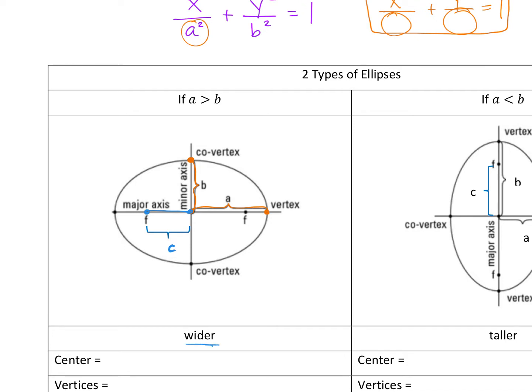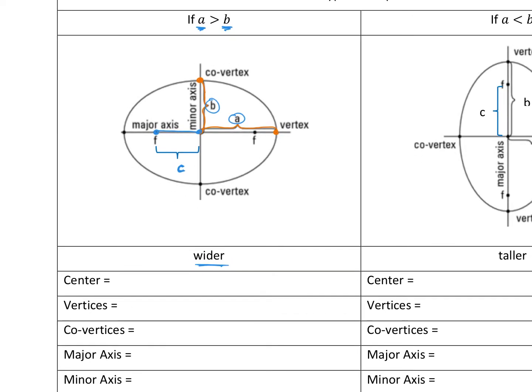Notice this is the wider version. So when our A value, so this length, is bigger than our B value, it's going to be a wider ellipse, right? Now, if it was the other way, the B value was bigger, now it would be a taller ellipse, okay? So our center, what did we say our center was going to be all day today? 0, 0. So our center of our ellipse, that's this point right here, that big blue point. That is going to be 0, 0.